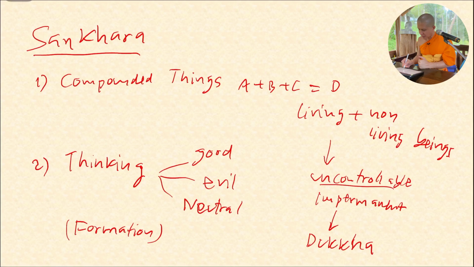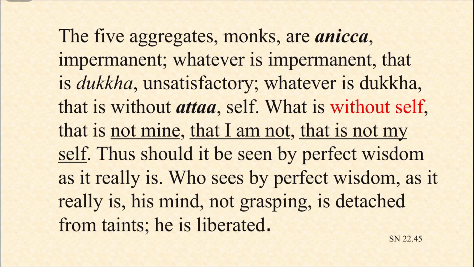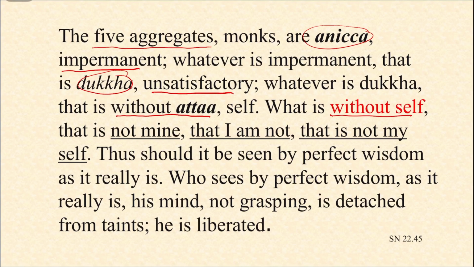It's uncontrollable or impermanent. Whatever is impermanent is dukkha. That's why the Buddha said, form is impermanent. In one particular sutta, he said the five aggregates are anicca. What is anicca? Anicca is impermanent. Whatever is impermanent, that is dukkha, or unsatisfactory, or oppression. Whatever is dukkha is without atta, without self. What is without self? Then that is not mine, that I am not, that is not myself. Thus, it should be seen by perfect wisdom as it really is.